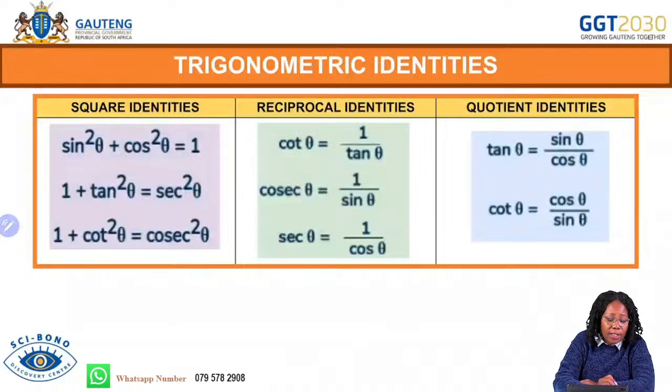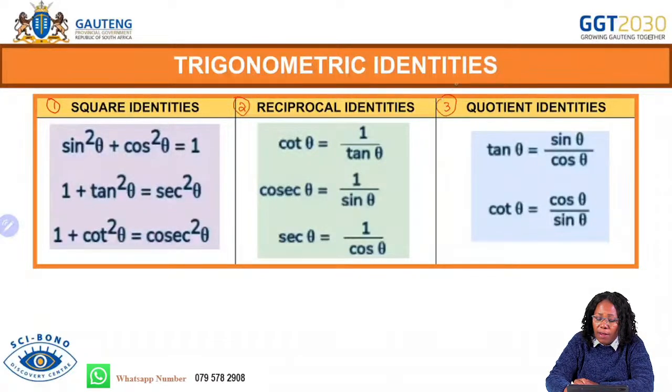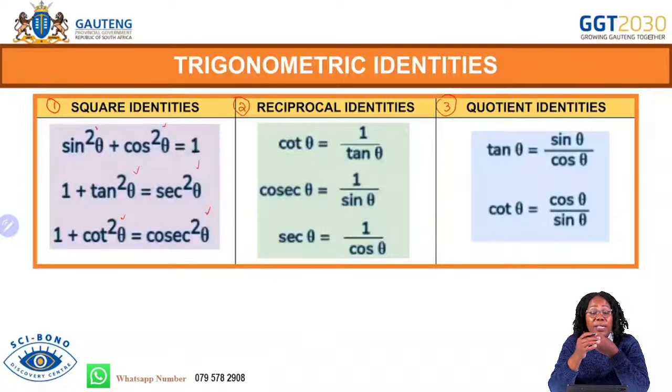The first one is the square identities. The second one is the reciprocal identities. And the third one, we have the quotient identities. So with the square identities, you cannot apply these identities unless you see a square. As you can see, all of them have squares there. We know that 1 squared is still 1. Basically, that means everything must be in terms of squares in order to apply square identities.